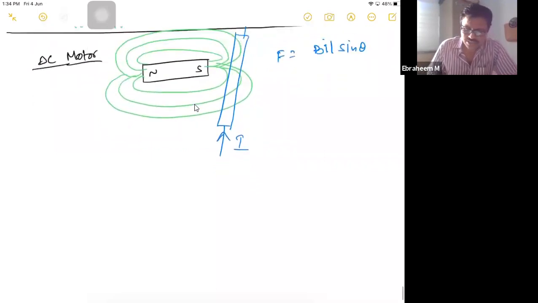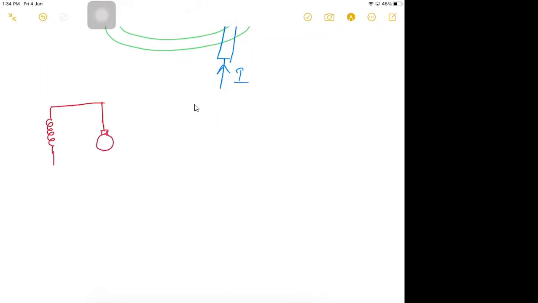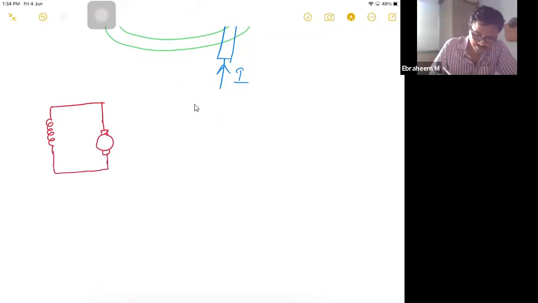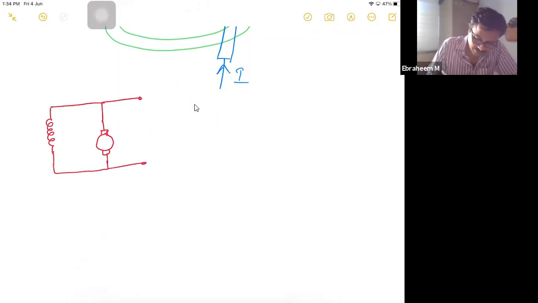So just like the generators, we have a classification in the motors also. That is shunt motor. In the motors also we have the same classification, that also I have explained. But the only thing left is the voltage and current equations, right? So here what do we apply? V supply. This is electrical energy input.